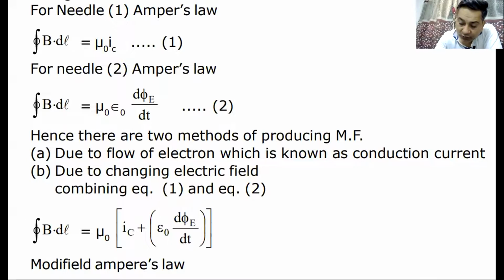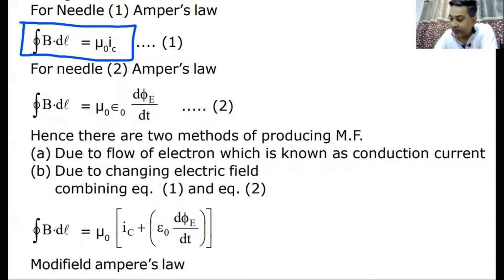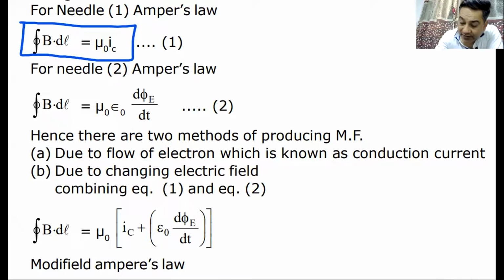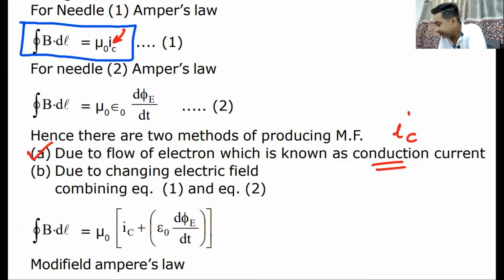Well, let's move ahead and see what was the original Ampere's law and how it has been corrected by Maxwell. As you can see, this one in the blue box is the original Ampere's law. It is the one that you have already noted. This IC is the normal current that you see, which is due to the flow of electrons. This is known as conduction current. Therefore, it is written as IC. This is the original form of Ampere's law, which was already known.